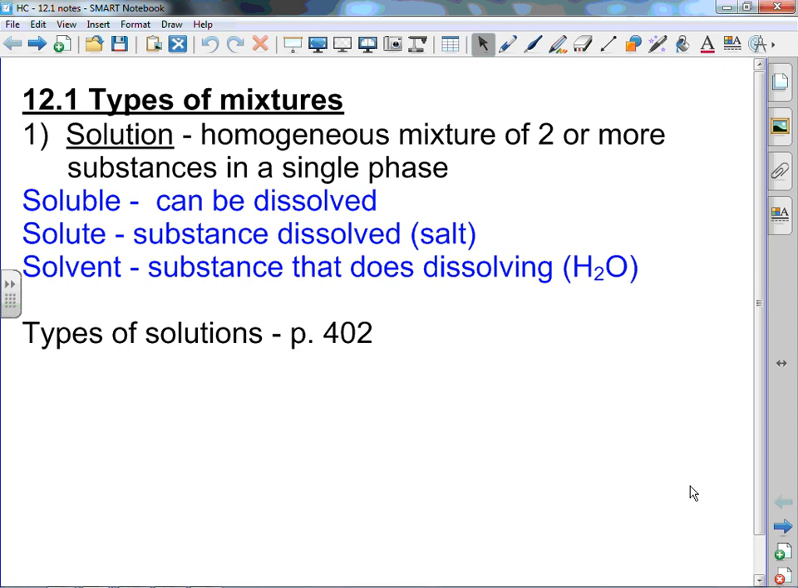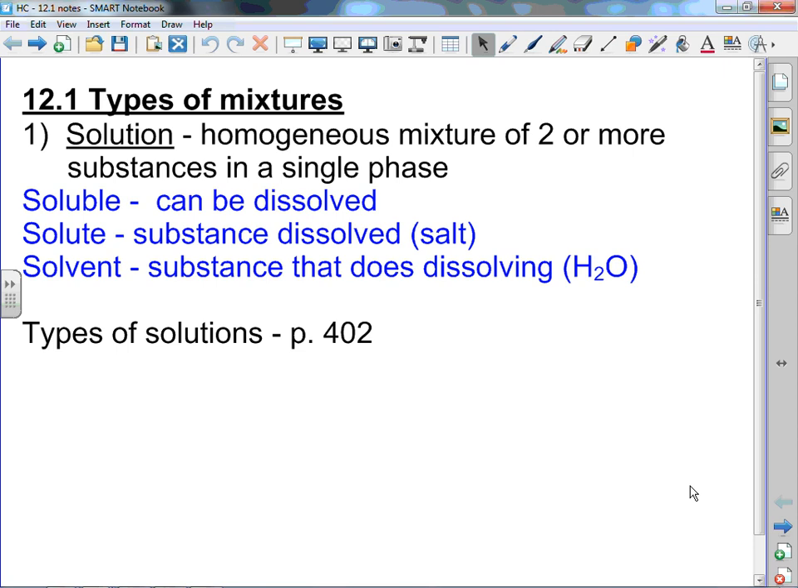So solutions, real simple. It's a mixture of two or more substances that end up being in what we call a single phase. So we have a solid and a liquid, but when we dissolve them, mix them all up, it stays a liquid. We take two solids, we mix them up, the whole thing stays a solid. So it can't be homogeneous if we have a solid sitting there mixed with a liquid. It's got to be one phase. That's the key phrase.